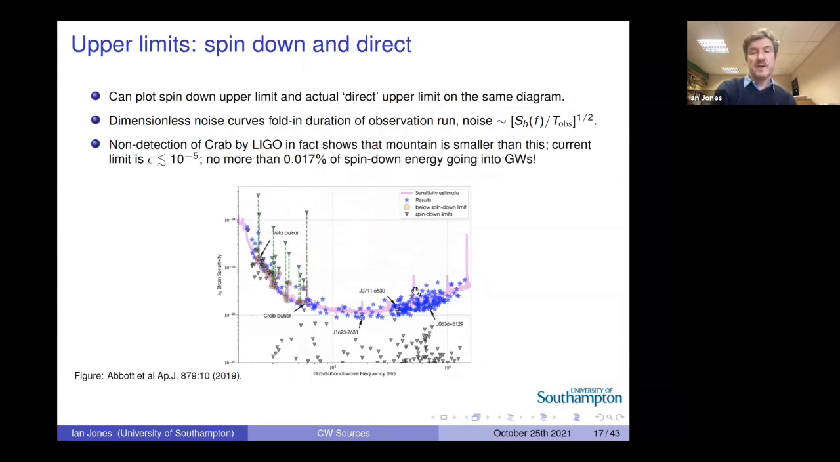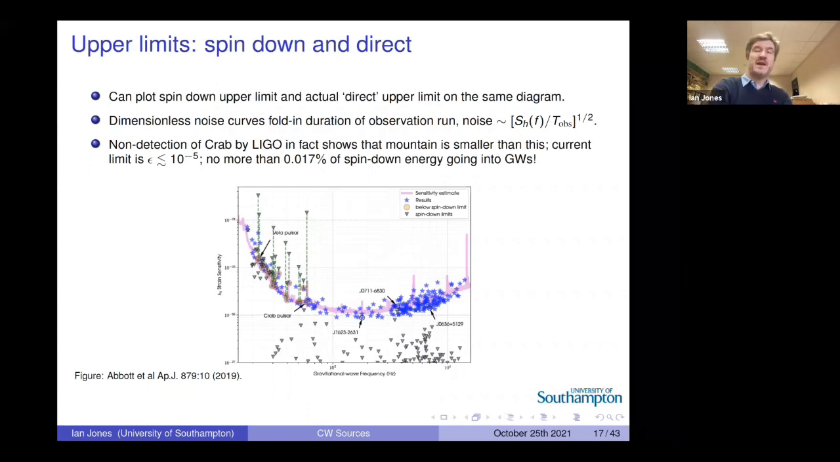Each little star here represents, sadly, a non-detection, so an upper limit on gravitational wave emission from a known pulsar, as achieved using the LIGO and Virgo detectors. So for instance, for the Crab pulsar, which is sitting over here, LIGO and Virgo didn't see anything, so we're putting an upper limit of about 2 times 10 to the minus 26 on its emission. How interesting is that?